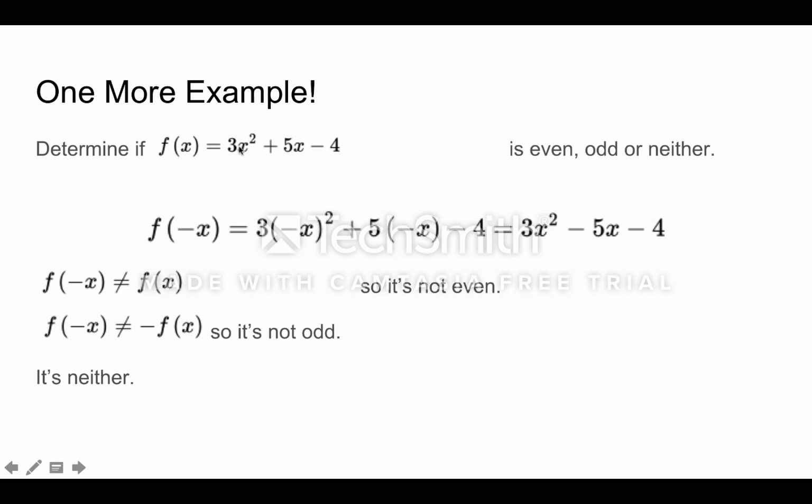That's not the original. That 5 changed. So it's not even. To be even, everything stays the same. This is not odd because for odd functions, everything changes. This 3x squared didn't change, the minus 4 didn't change. This is not the opposite of the original, so it's not an odd function. If it's not even or odd, it's neither. That's it.